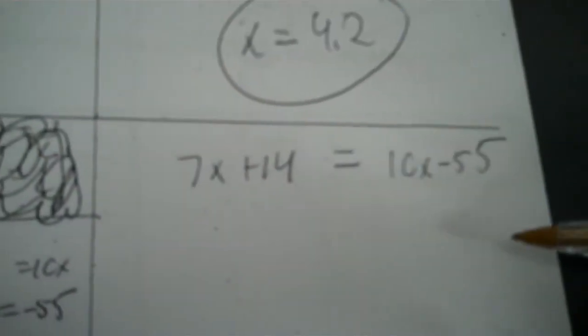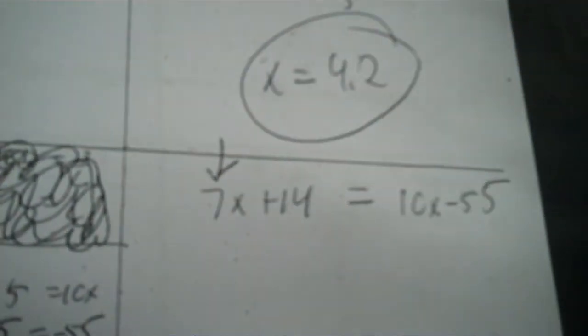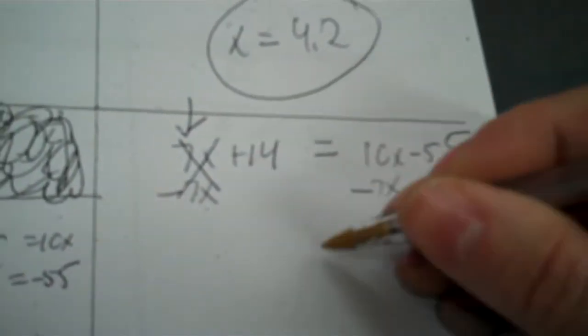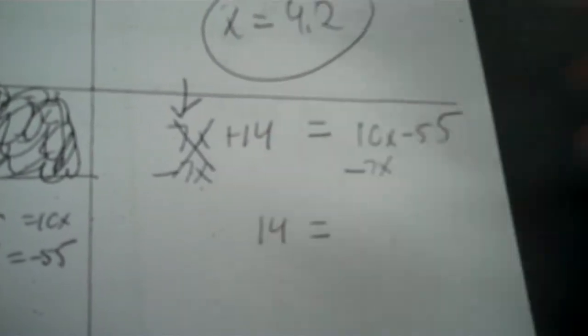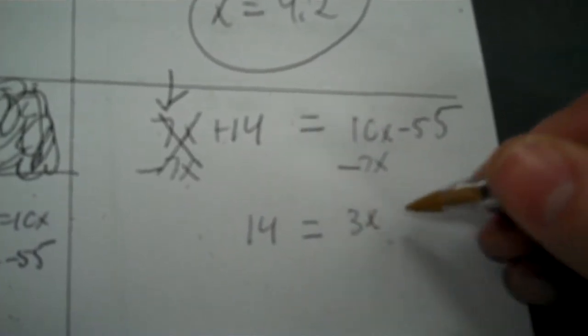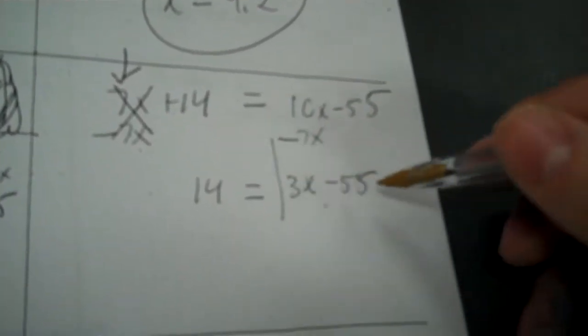Okay, now you need to simplify this so you only have a single x. I would pick the smaller one if I were doing it. Okay, so that's a positive. So to make that a 0, we'd minus it. Line up your equals, and you have 14 by itself. You don't need the plus there anymore. Then 3x minus 55. Okay, so now I just have x on this side.